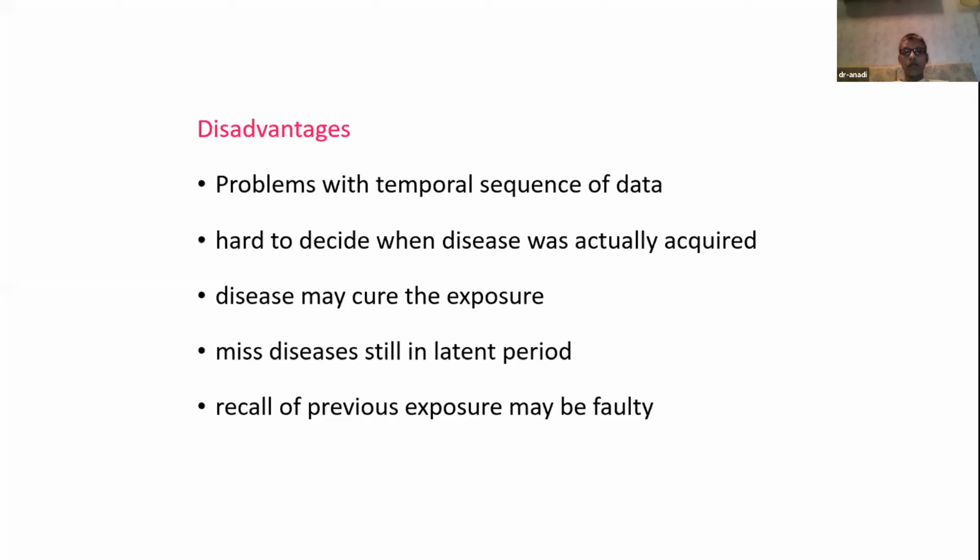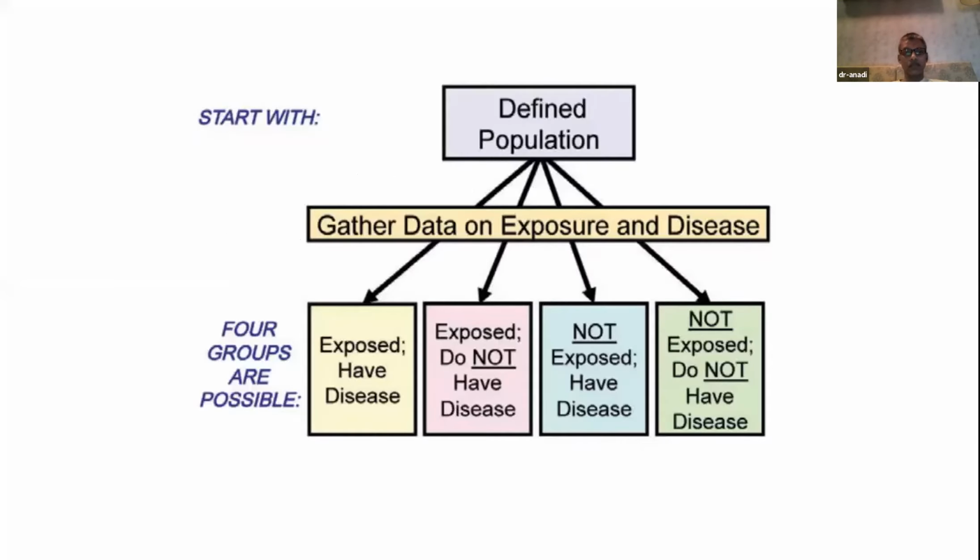There may be problems with the temporal sequence of data; it is hard to decide when the disease would actually occur. Disease may occur after the exposure, we may miss disease still in the latent period, and recall of previous exposure may be faulty. For example, in the COVID-19 situation, we are missing many cases in the asymptomatic phase because we are not following the particular patient or particular cases. So you start with a defined population, and you gather data on exposure and disease.